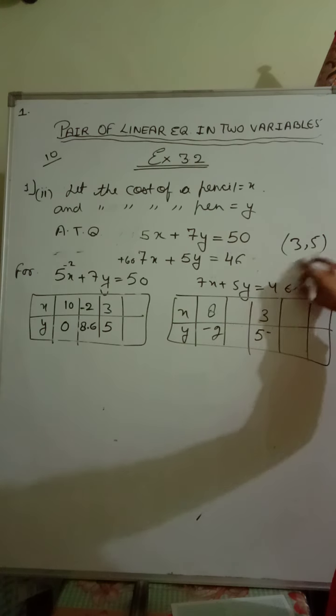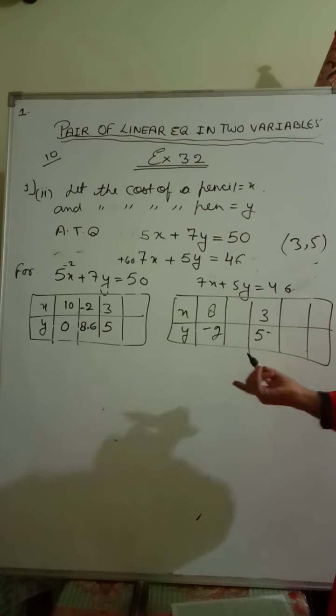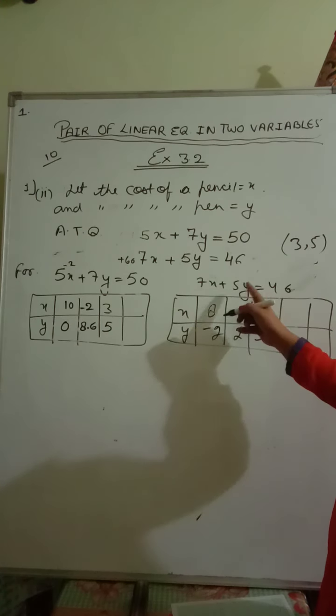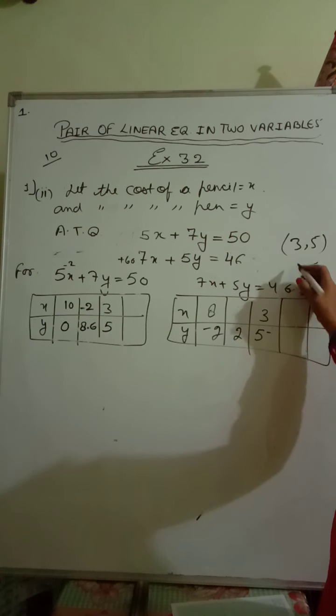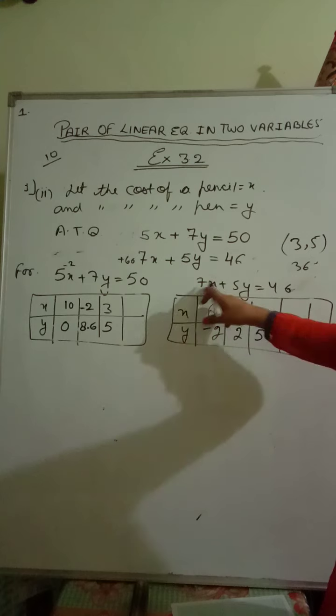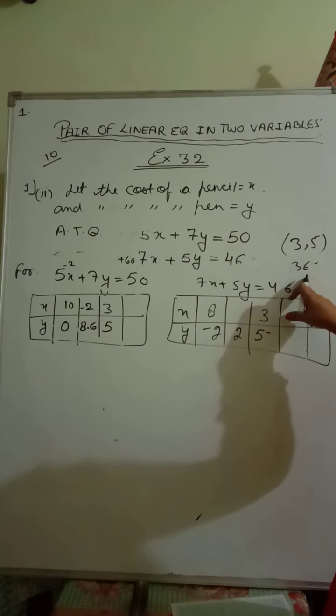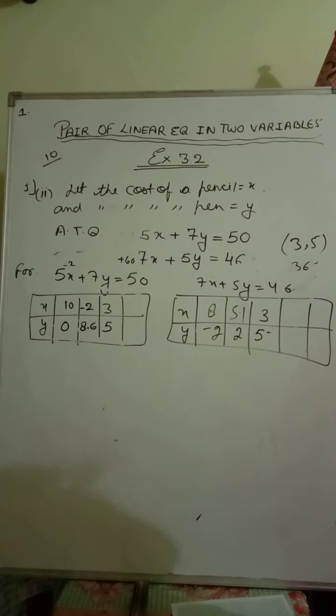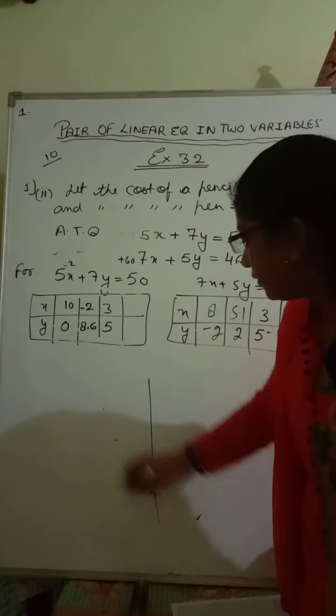ठीक. ऐसे ही you can put any one more value. अगर मैं y is equals to +2 रख दूँ तो 10 हो जाएगा. तो 46 minus 10, 36. Okay, so 7 5s are 35. 5.1 something. Okay, now draw the graph.